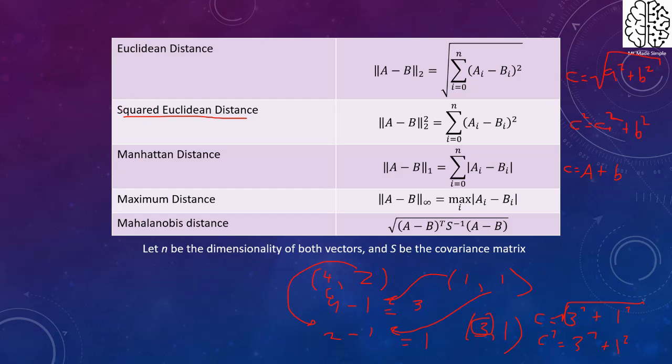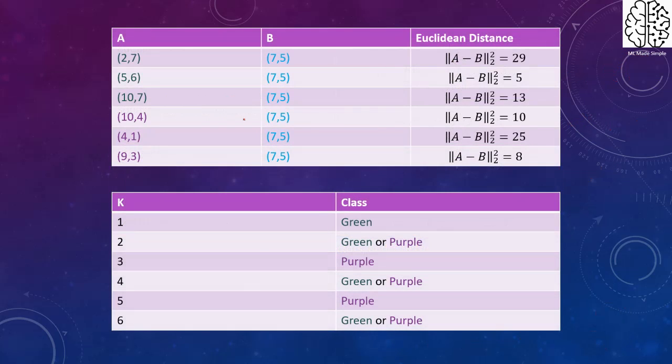So if we go with the squared Euclidean distance for each of these points, we can easily calculate the distance between them as 29, 5, 13, 10, 25, and 8.